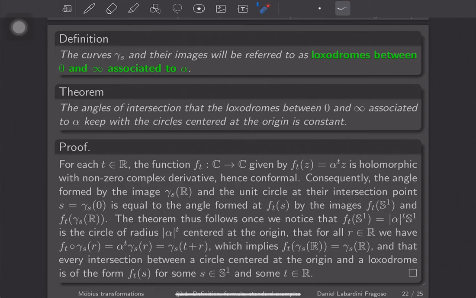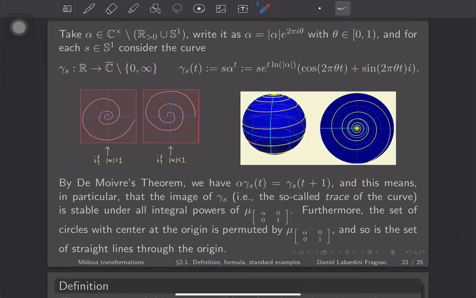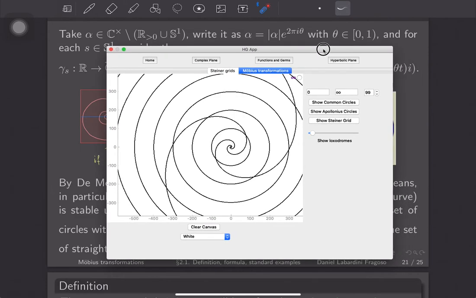And you see the theorem, a geometric property they satisfy is that when you consider all the circles centered at infinity, all the circles centered at 0, and you consider the angles at which any such given curve intersects those circles, it's always the same angle. So let me show you. So it's here. Here I have two loxodromes. Here you can see one, and the other one is this one.